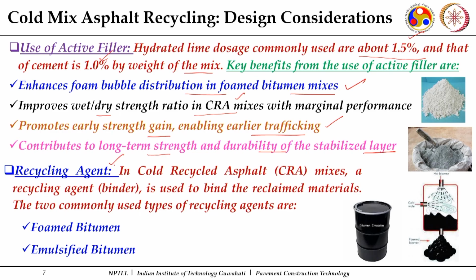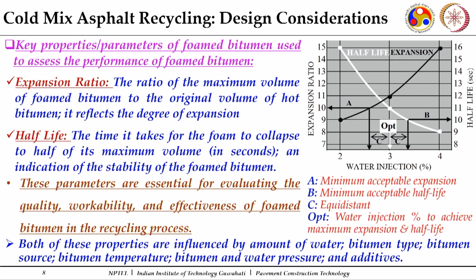Two recycling agents are used. One is bitumen emulsion, emulsified bitumen, and the second is foamed bitumen. In cold recycled asphalt mixes, a recycling agent, which is a binder, is used to bind the reclaimed materials. The two commonly used are foamed bitumen and emulsified bitumen. So we need to look at the key characteristics of foamed bitumen, which is very popular in producing these cold stabilized base courses.